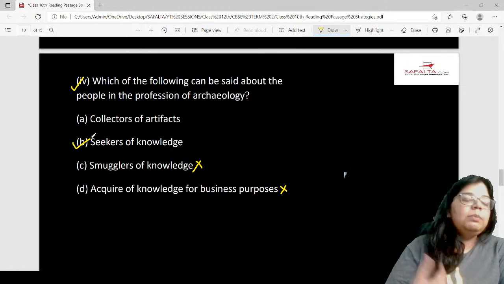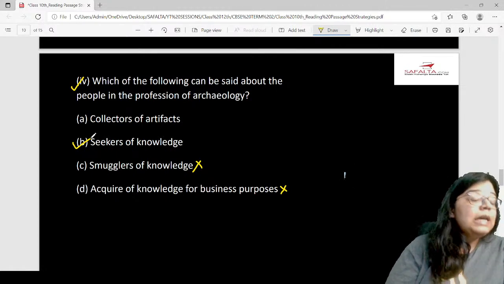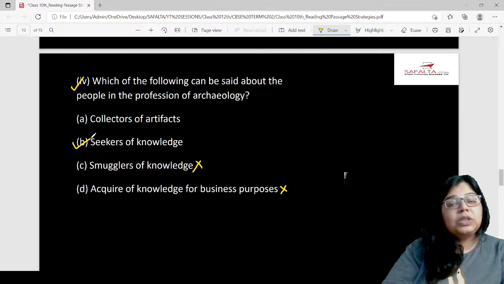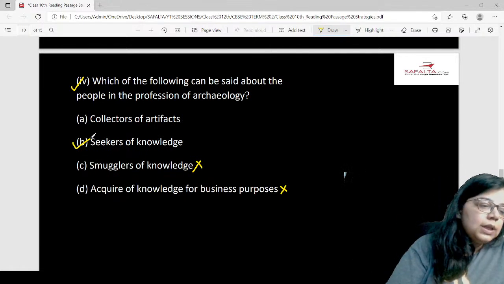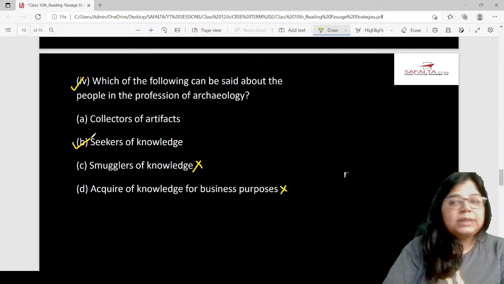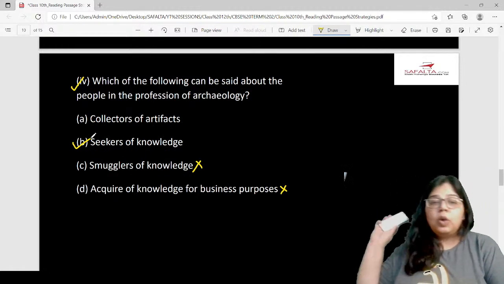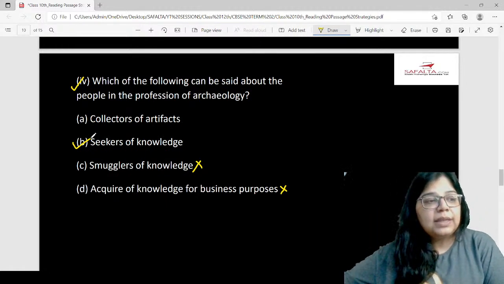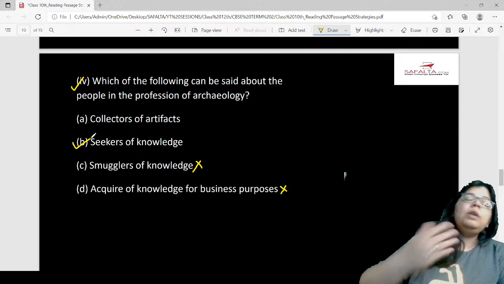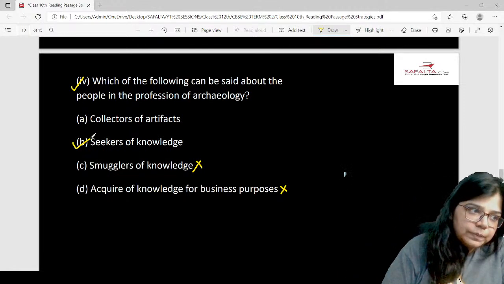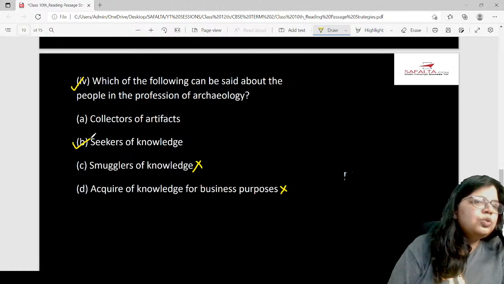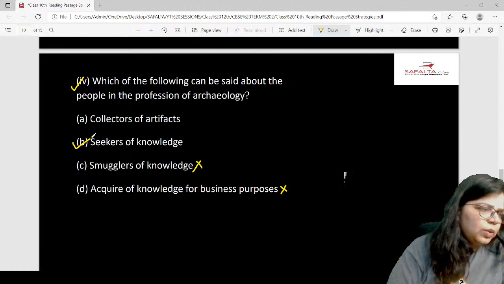You can simply do it by reading the first two paragraphs itself. That is why reading the questions first is more important. When you read the questions first, you have an idea about what is being asked in the questions, and then because of that, you will be able to answer your questions also. Okay, I didn't have to read the entire passage to answer these two questions.